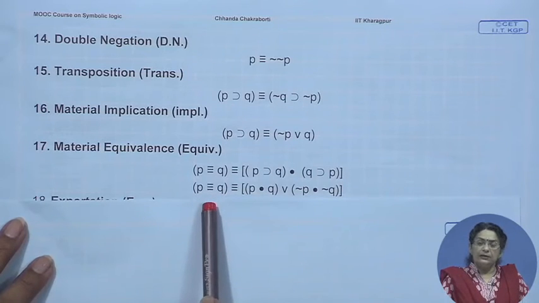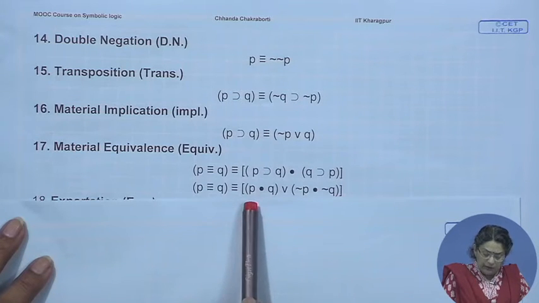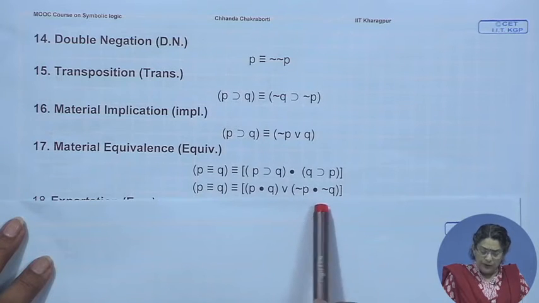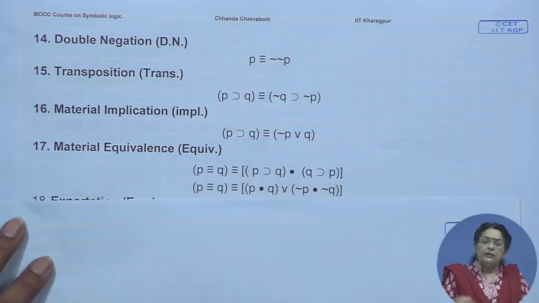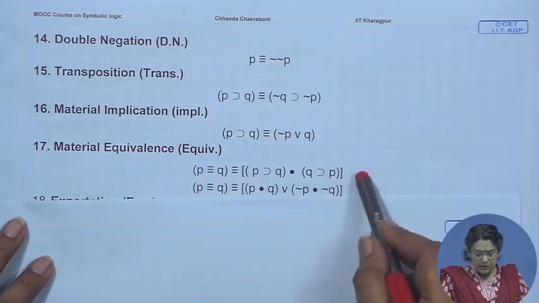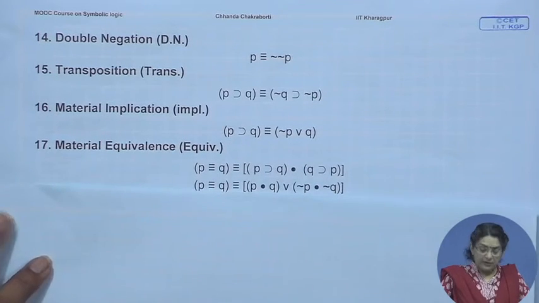This, on the other hand, follows from the very truth table of triple bar. P triple bar Q is equivalent to either P and Q or not P and not Q. This rule you have used and understood when we were doing the truth tree. So, these two together are going to be referred to as material equivalence.